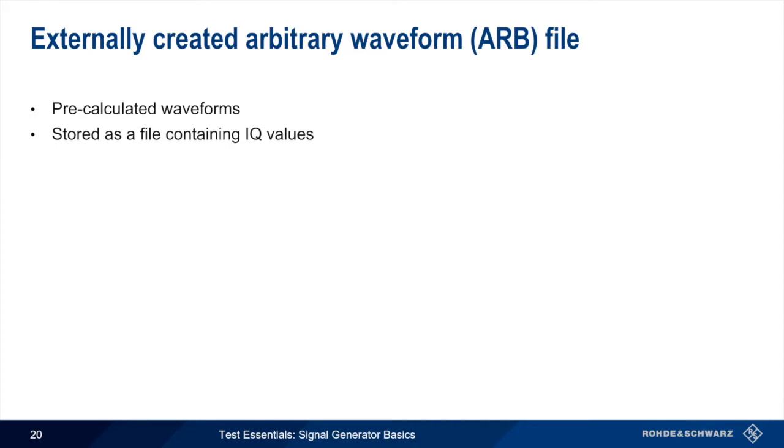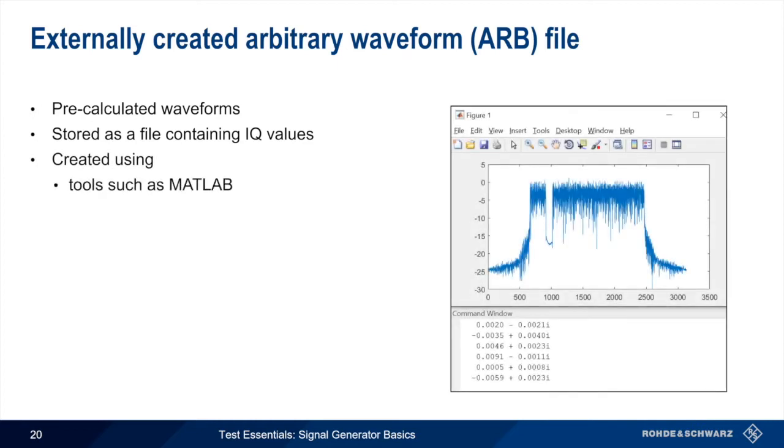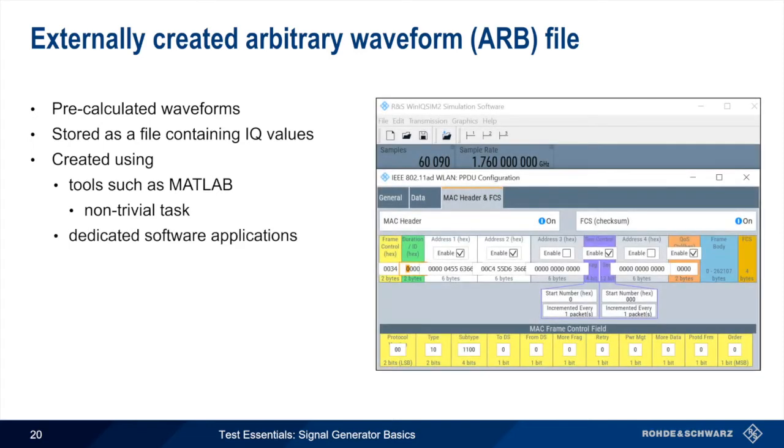Arbitrary waveform files can be created in two main ways. The first is using tools such as MATLAB to generate the I and Q values. This is usually a very time and labor-intensive process and requires expert knowledge of things such as signal processing and the specific modulation type. A more common method for creating ARB files is using a special software application, often provided by the instrument manufacturer, with a GUI-based interface for specifying the parameters of a given modulation type.